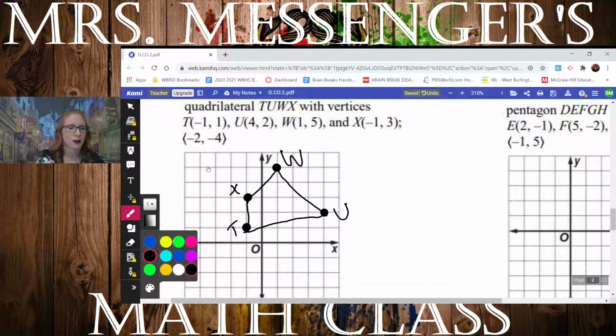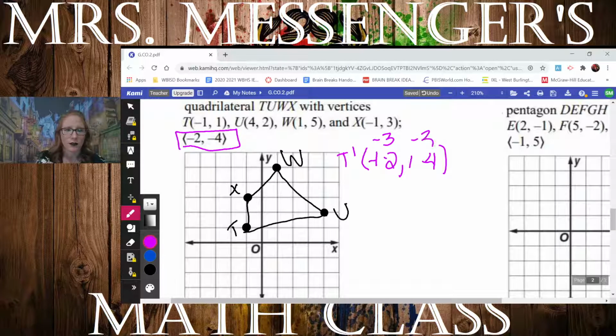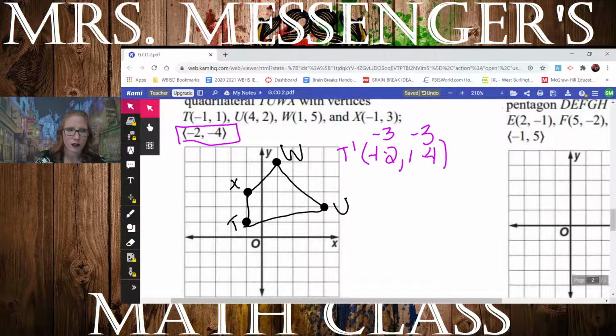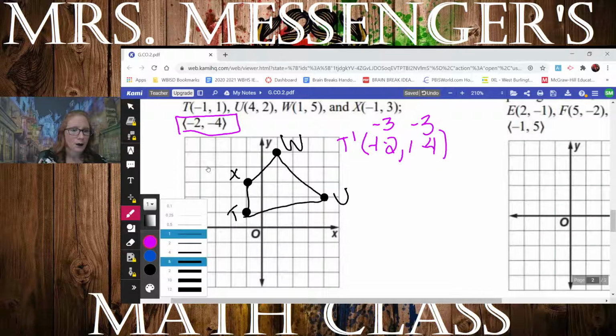This time we're going to move it, let's do purple, left 2 and down 4. So let's start with T. So T prime is negative 1 minus 2 and 1 minus 4. So that gives me negative 3, negative 3. I might have to scroll my page down just a little bit. There we go. So that is where T is at right now. That's T prime.